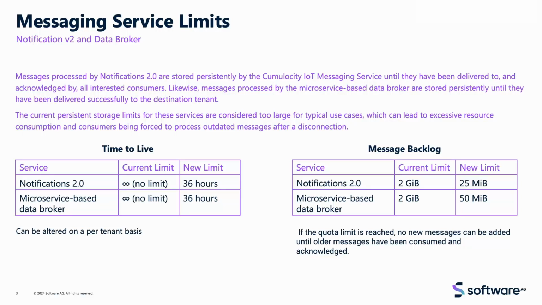if you've got an average message size of 200 bytes, each Notification v2 subscription will be able to retain approximately 130,000 unacknowledged messages on its backlog. And similarly, for each microservice-based data broker connector, you'll be able to retain approximately 260,000 messages. So we believe that these are entirely appropriate.